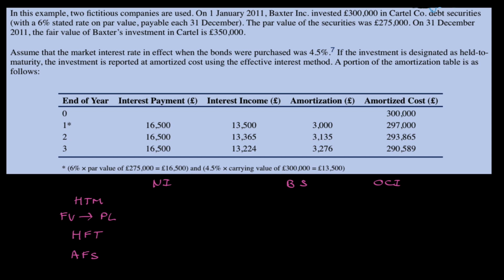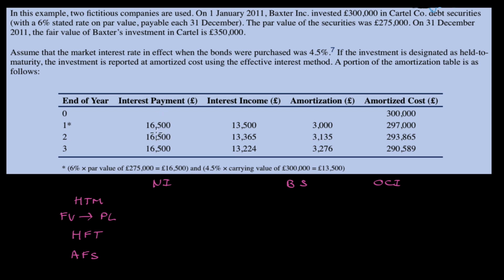If the investment is designated as held to maturity, the investment is reported at amortized cost using the effective interest rate method. A portion of the amortization table is as follows. So end of year 0, that's when we bought it, $300,000. So it enters the books at $300,000. Remember, in all categories, they enter in at fair value. Since this is held to maturity, it's amortized to par over time.